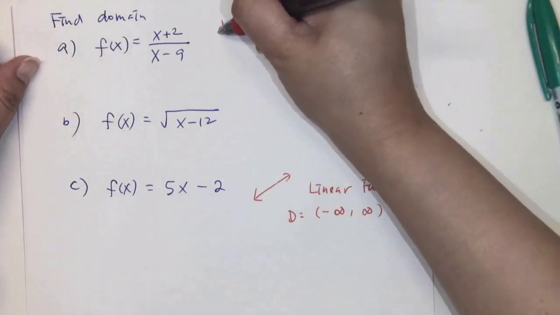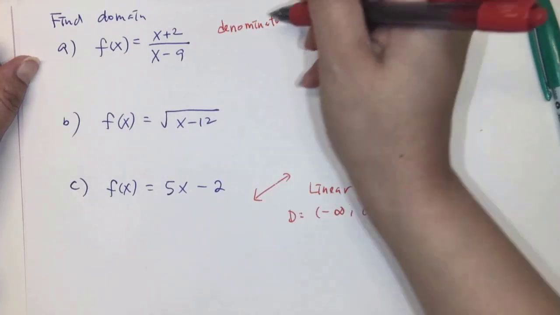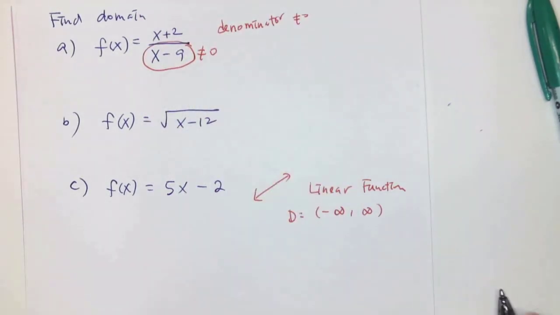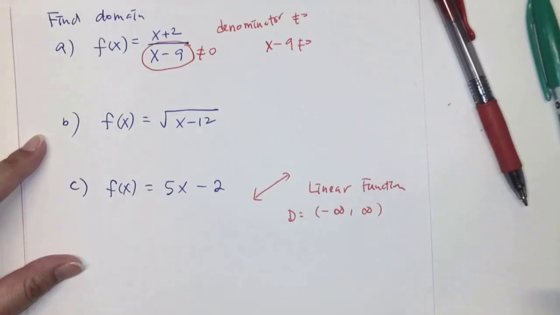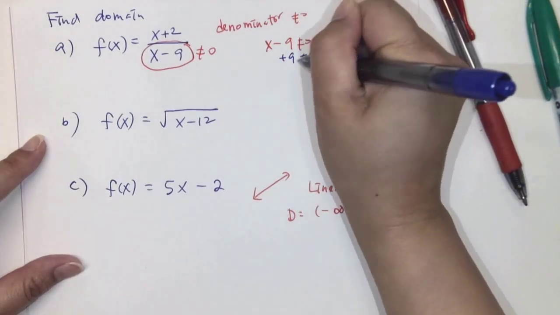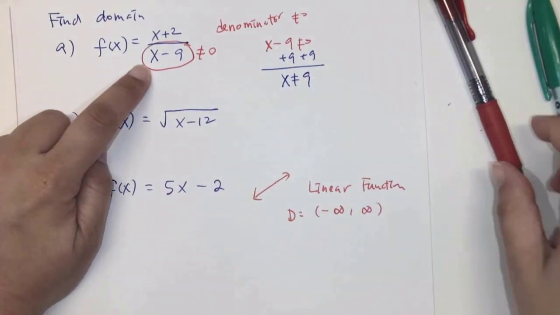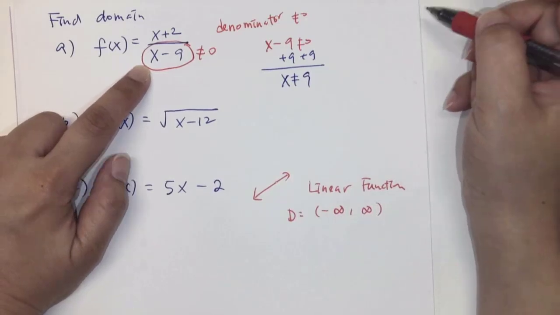The denominator cannot equal what? 0. So this part cannot equal 0. The only number that will make the bottom part equal to 0 is 9. And if you cannot see it, you can solve it, right? x minus 9 cannot equal 0. You can add 9 to both sides. x cannot equal 9, because when you plug in 9, the bottom equals 0, right? So the only number we are skipping in this universe is 9.